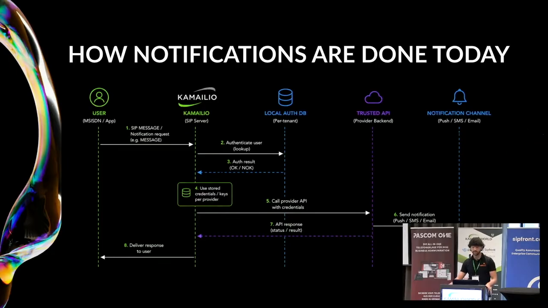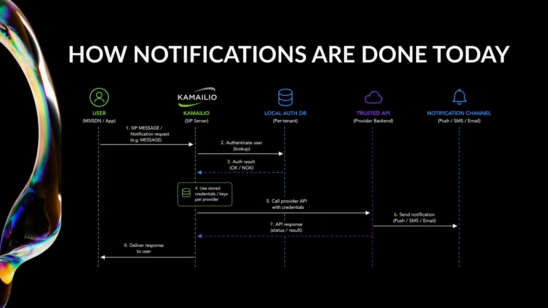Until now, in the traditional way, we've done notification as follows. A user initiates an INVITE, then Kamailio gets the INVITE and authenticates the user with a local pre-established trust database, whether it's Redis or, in the past, MySQL, using RFC 2617 that we all know. Once this authentication is completed, Kamailio gets the state.